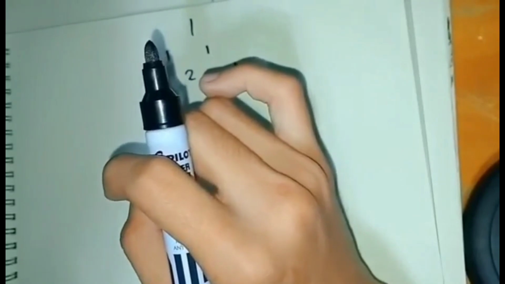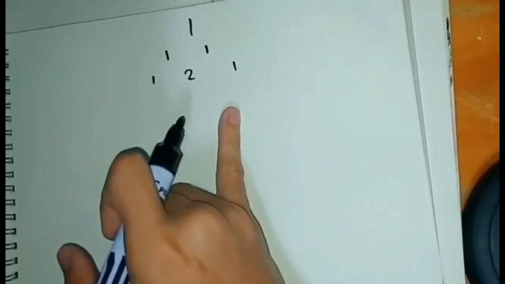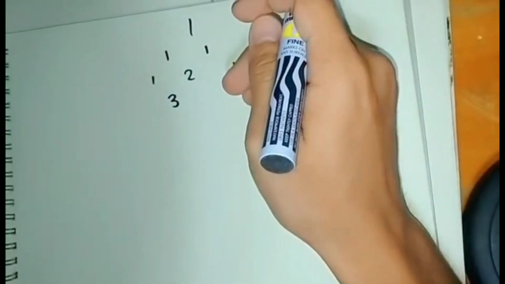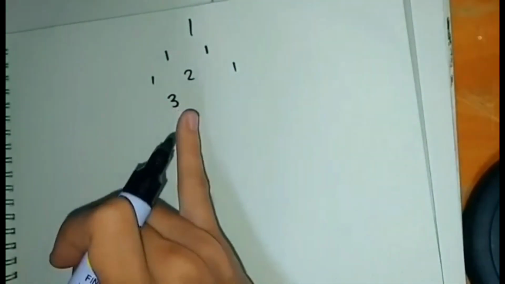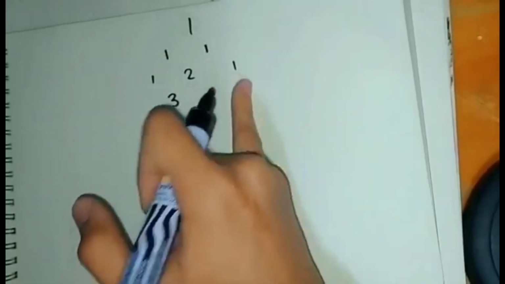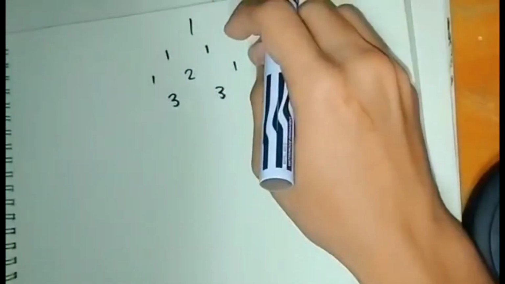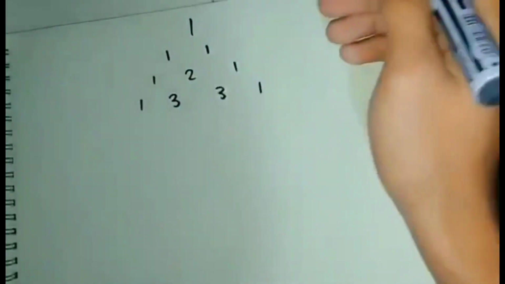Next, we do the same thing for the next line. Looking at the third line here, we have 1 plus 2, and 1 plus 2 is equal to 3. So we write 3 in between 1 and 2, on the line below. Similarly, we have 2 plus 1, which is also equal to 3. So we write 3 between and below them. Once again, we complete this line with 1 and 1 on either end.